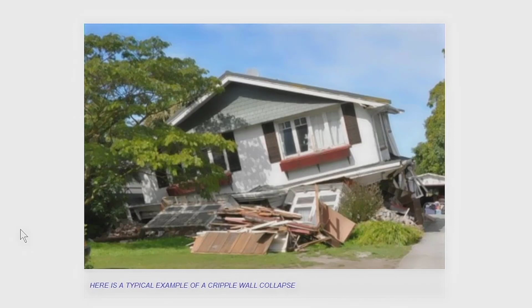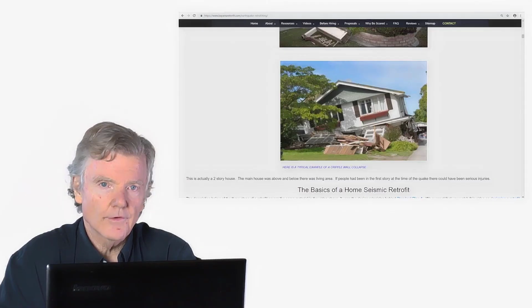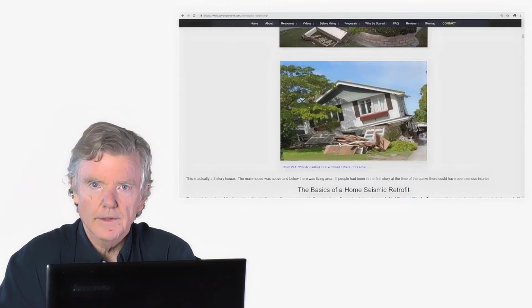This is just to show you very quickly what this kind of damage looks like. In this case, there was actually living area underneath. So right up in here, there was actually some living area, and the cripple walls were very tall, and they still collapsed. Doesn't matter if they're short or tall, they all have the same problem.